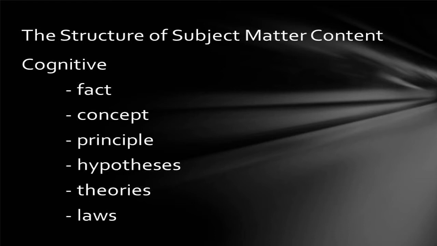But it goes beyond that. We have the concept of swimming. Swim encompasses different actions like breaststroke, crawl, butterfly, that involve propelling oneself through water. So concept is more like relating one information to another. And then we have principle. Principles are relationships between and among facts and concepts. So principle is the relationship between the first and the second structure of subject matter content that we mentioned.